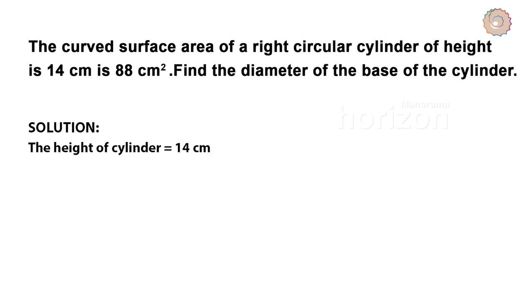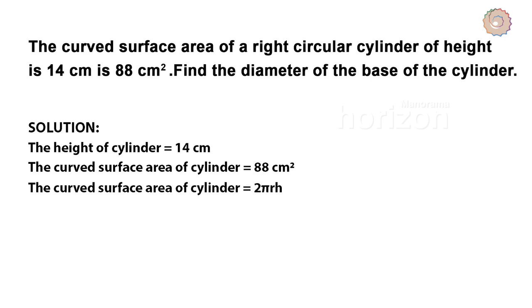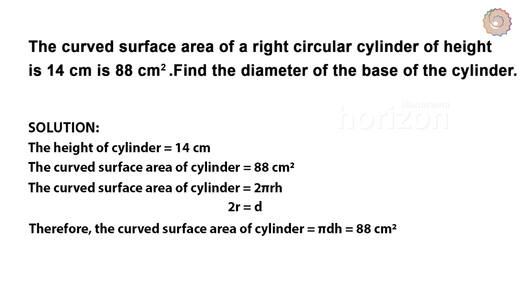The height of the cylinder is given as 14 cm. The curved surface area of the cylinder, from the question, is 88 cm square. And the curved surface area of the cylinder is 2 pi r h. Since 2r is equal to d, which means 2 times the radius is the diameter, the curved surface area is equal to pi d h, which is equal to 88 cm square. Plugging in the values, we get 22 by 7 into d into 14 is equal to 88. Therefore, d is equal to 88 into 7 divided by 22 into 14, which is equal to 2 cm.